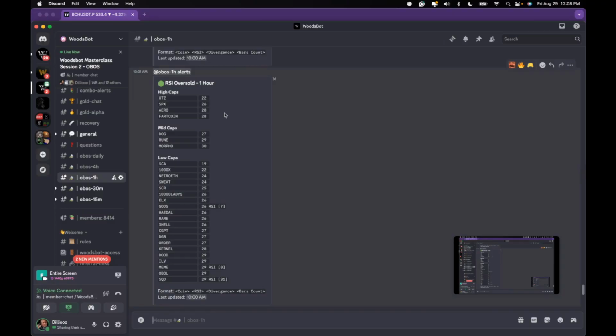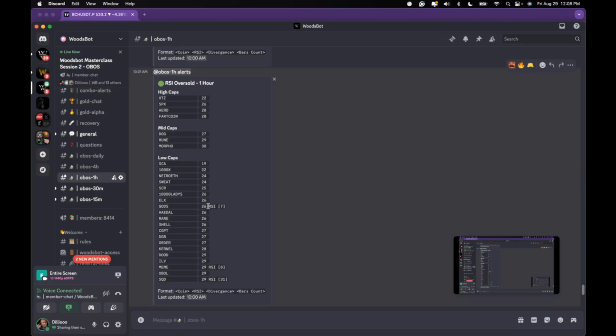High caps are going to be your coins with much higher market caps: Bitcoin, ETH, Sol, Doge, things like that. And then as it goes down, they get lower. For instance, the low caps are much more volatile coins. They can be harder to trade, but you can also catch bigger moves on them. So we differentiate this information for you so that you can choose where you want to trade and what you want to trade.